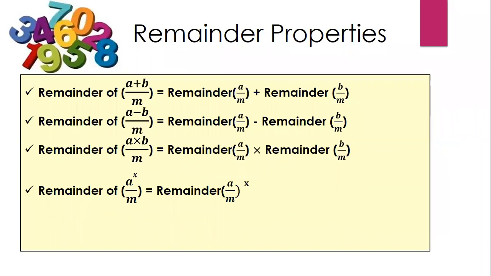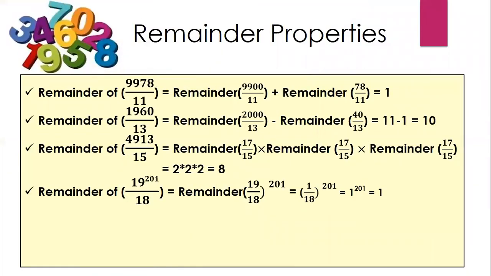So first, we need to know about the basic properties in the remainders, which is remainder of a plus b by m will always be equal to remainder of a by m plus remainder of b by m. We can split the remainders based on addition, subtraction, multiplication, and even powers. So remainder of a into b by m will definitely be equal to remainder of a by m into remainder of b by m, and so on. Remainder of a power x by m will be equal to remainder of a by m to the whole power x. So we'll see few examples.